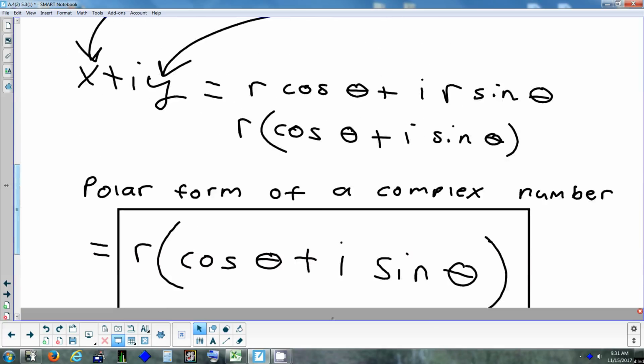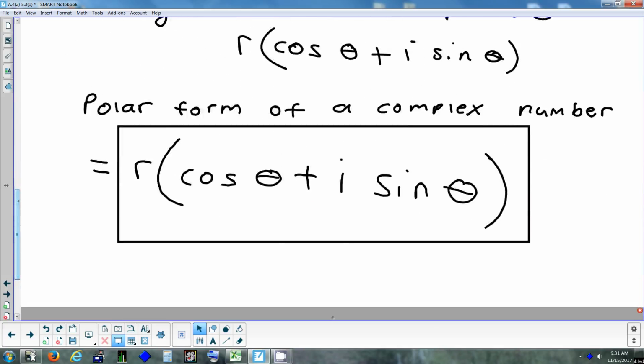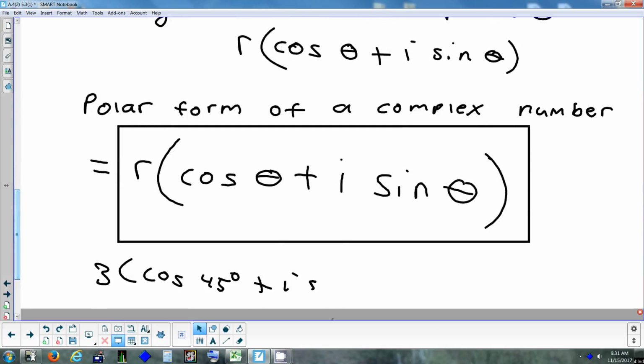You don't have to write it twice. You could just label what you just wrote. That's the polar form of a complex number. It's r times cosine theta plus i sine theta. If you wonder what a final answer would look like in polar, it would look something like this: 3 cosine 45 degrees plus i sine 45 degrees. That's a final answer. You don't do anything with that.